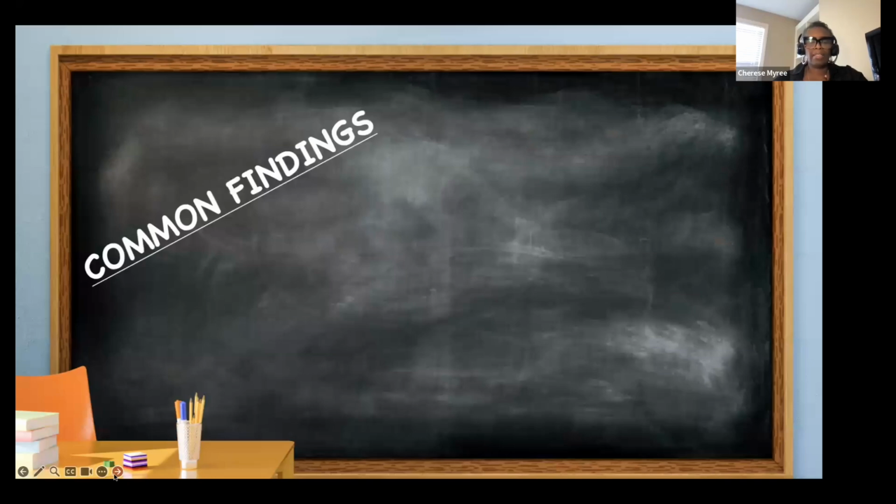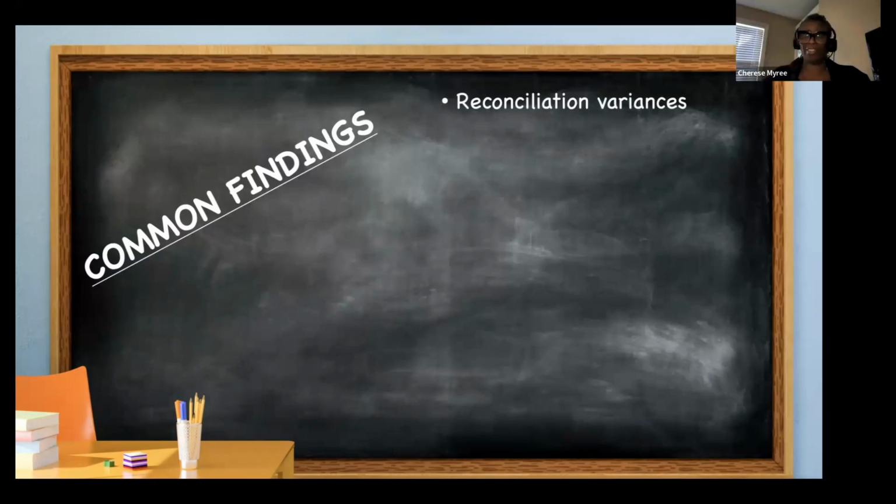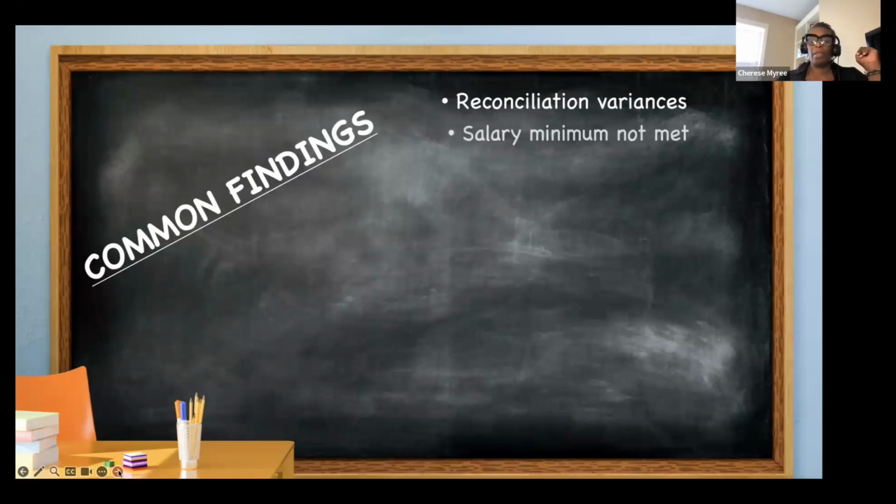Some common findings are things like reconciliation variances. You may have a variance for a reconciliation. That doesn't necessarily mean that you owe money back. It just means that you reported that you spent $2,000 in instructional supplies and materials, and we verified that you spent $2,100. So you get extra credit for that extra $100 that you spent. It's just a variance between what you reported and what the auditors were able to support during field work.